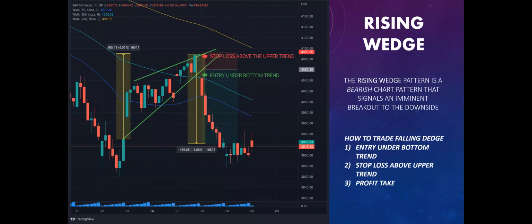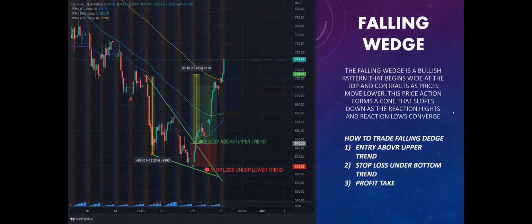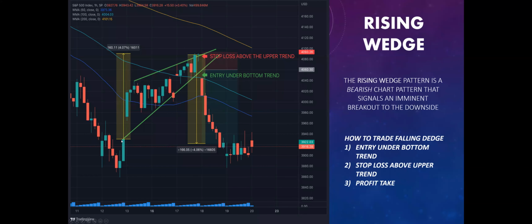Oh, I forgot to mention something. If you're trading the falling wedge, when we start this choppy move, you want to see volume increasing. But for a rising wedge, it's an uptrend, then we start to chop around. You want to see the volume decrease.